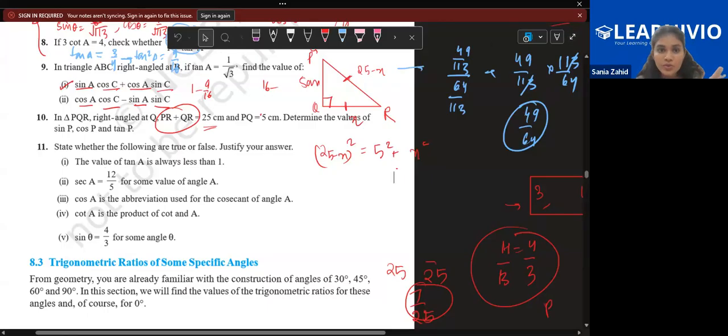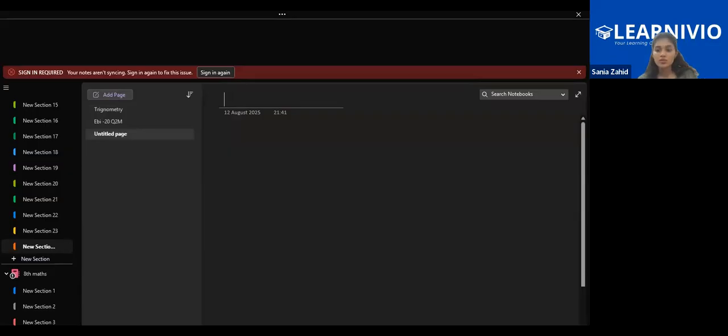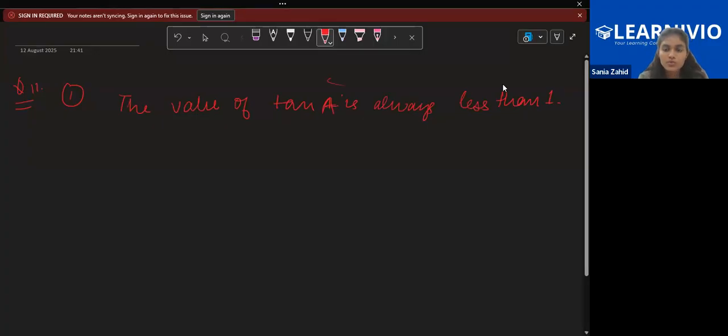So now what does this question say? One minute, I'll open it in a new page because I want space for this. Question 11 says, state whether the following are true or false and justify your answer. The first question: the value of tan A is always less than 1. So what do you think is the answer, true or false?